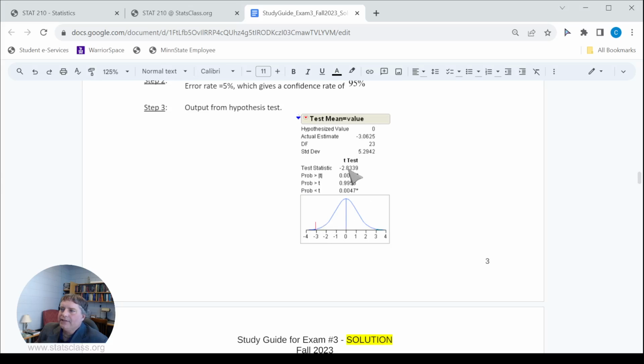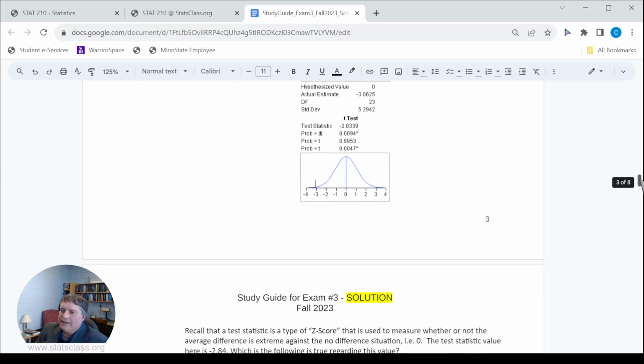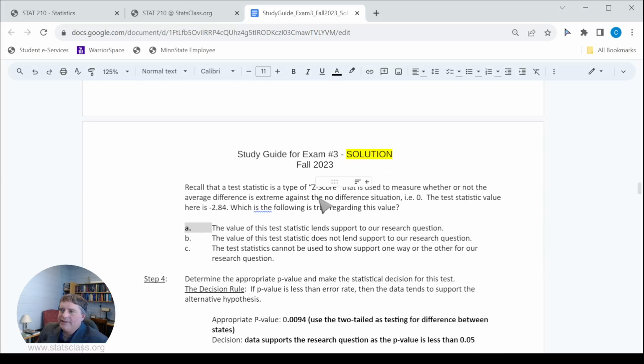Okay, so this negative 2.83 is the test statistic, which is kind of like a z-score. So what do we do with the z-scores? Well, if I'm less than negative 2 or bigger than 2, then I'm an outlier. So negative 2.84 is definitely an outlier in our situation. So I do have enough evidence for my research question. So A is going to be my choice there.